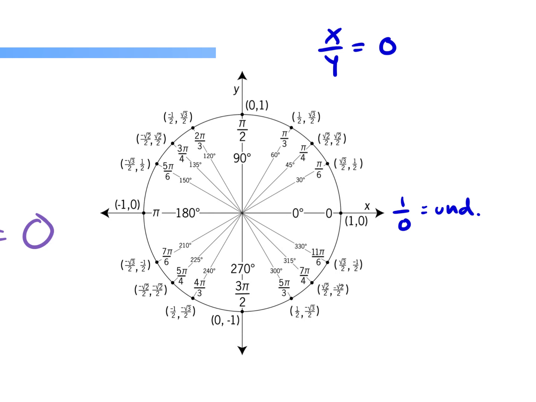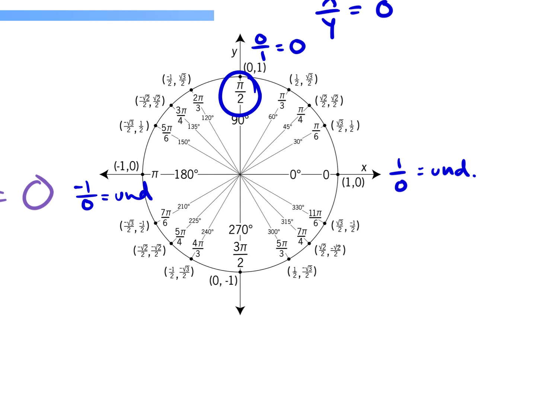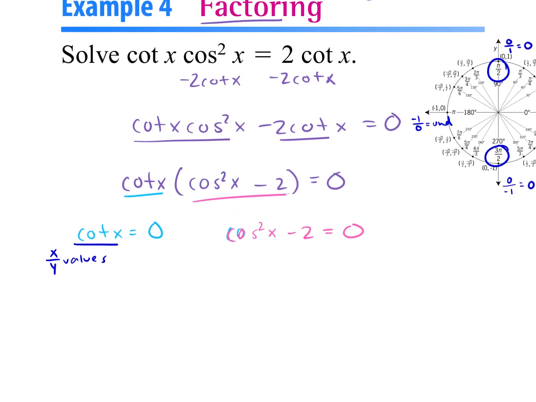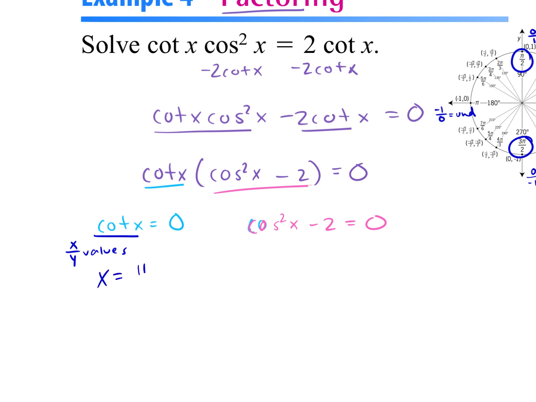Let's do it for pi over 2 up top. So x over y would be 0 over 1. What would this be? 0. So this is one of our answers. Let's do it for pi on the left. So negative 1 over 0, what would this be? Undefined, so it's not that one. And then 3 pi over 2 on the bottom. X over y would be 0 over negative 1, which is 0. So what would my two answers be? Pi over 2 and 3 pi over 2. So x is equal to pi over 2 and 3 pi over 2.